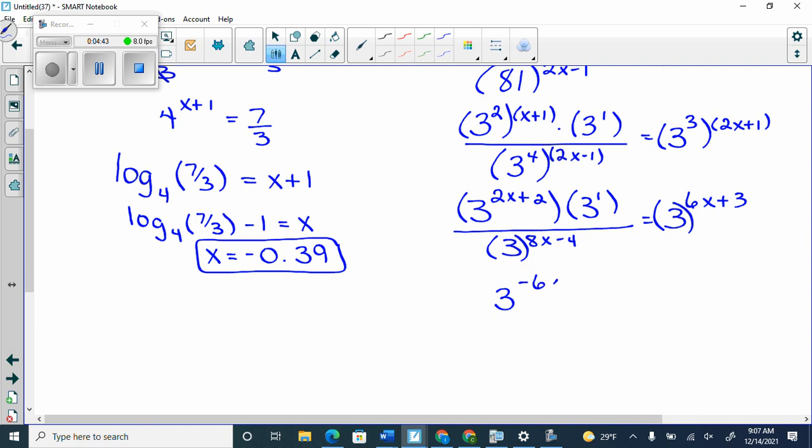Negative 6x. And then I have a 3, because 2 plus 1 is 3, minus a minus 4. So what do I get? Plus 7. So it's going to be 2 plus 1, which is 3, minus a minus 4, which is 7.